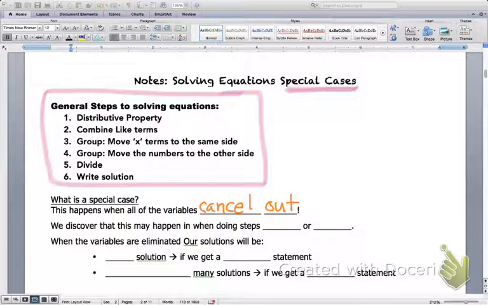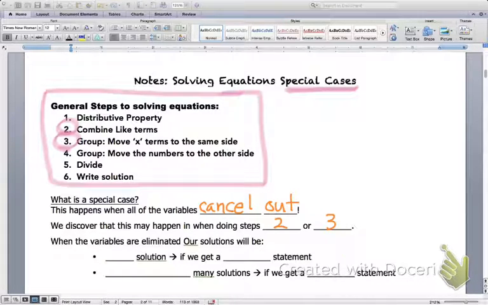So we discovered that this may happen when doing the following steps. It usually happens when we combine like terms. So we combine x's on one side of the equal sign, and we can have our variables eliminate. Like if we have 5x minus 5x, that can make the x's disappear. So like in step 2, and it can also happen in step 3 when we move the variable x from one side to the other side to combine it with one on the opposite side. This is when our variable will get canceled out, and we're going to end up with just numbers. So all the letters are gone.